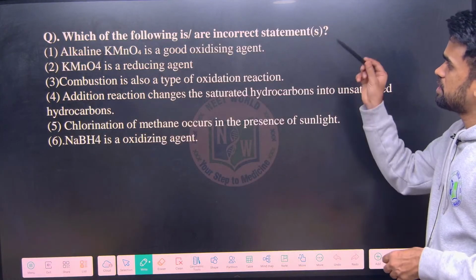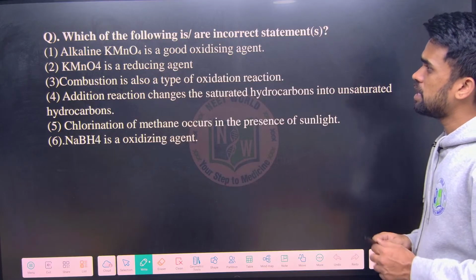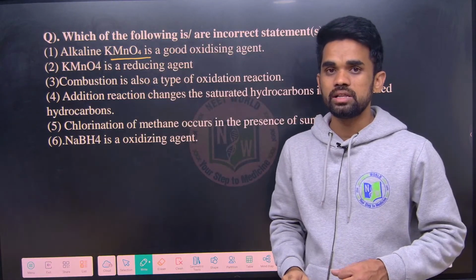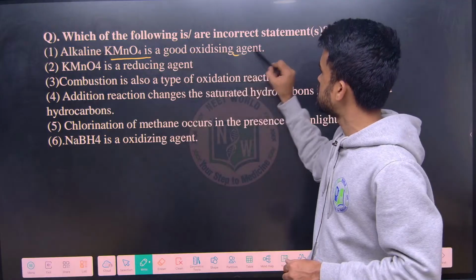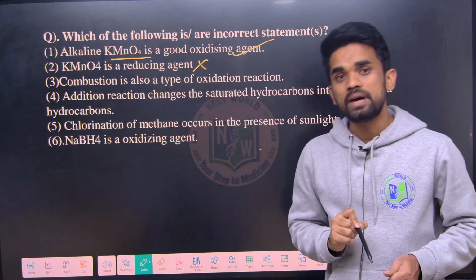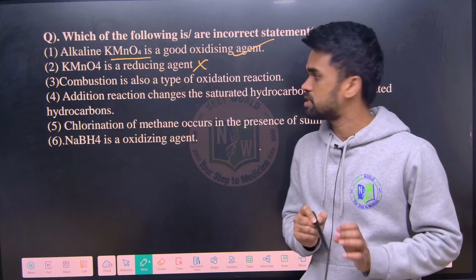Yeah, so read these statements: which of the following statements is incorrect? See, we discussed alkaline KMnO4, oxidation of alcohols. What is that? It is an oxidizing agent, right? The statement says KMnO4 is a reducing agent. This is incorrect. What I told you is KMnO4 is an oxidizing agent. It can only act as an oxidizing agent.